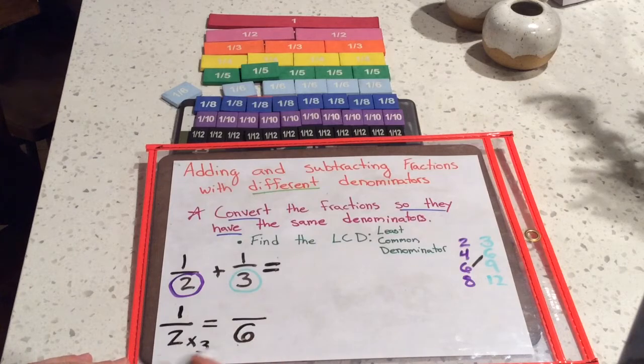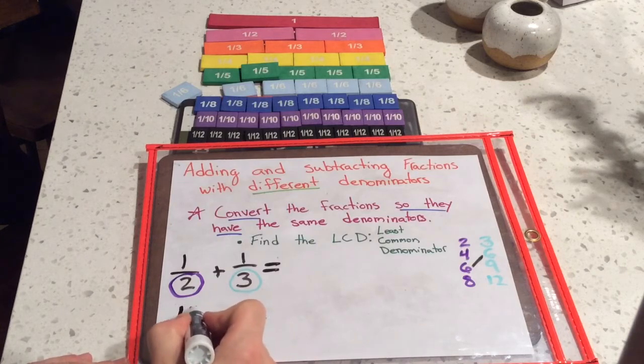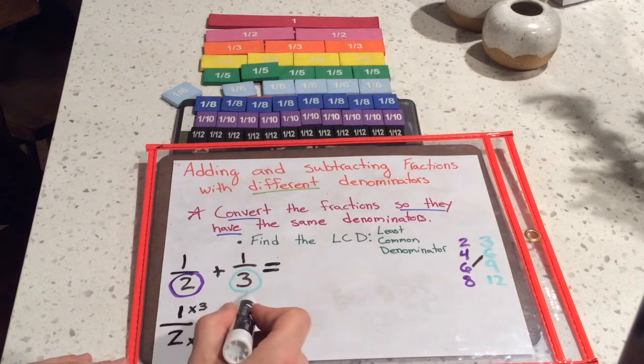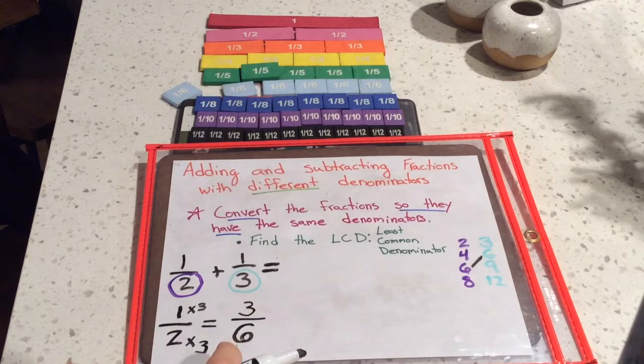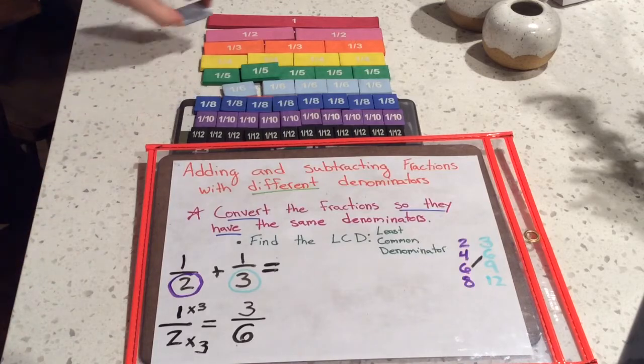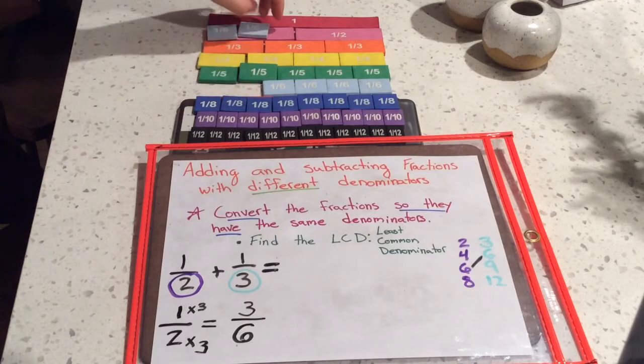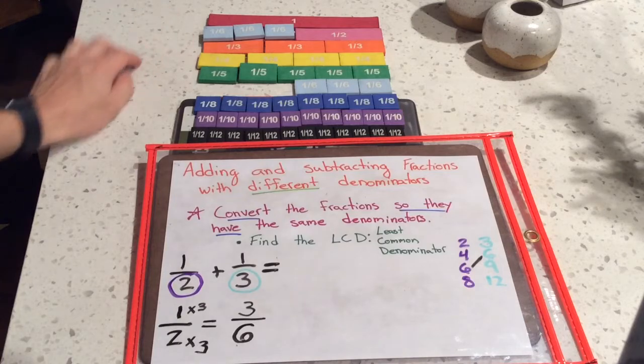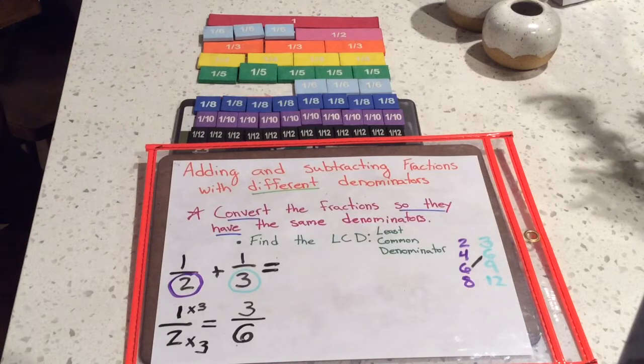And whatever I do to the denominator, I need to do the same operation to the numerator. I multiplied by 3 on the bottom. I need to multiply by 3 on the top. I know that 1 times 3 is 3. So this is saying that 1/2 is equivalent to 3/6. I'll quickly just take 3 and cover up 1/2 so you can see that in fact it is an equivalent fraction. 3/6, I know it's way up top. 3/6 is equal to 1/2.